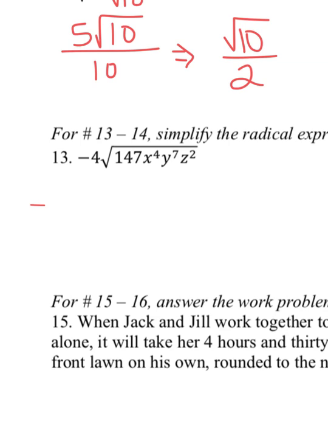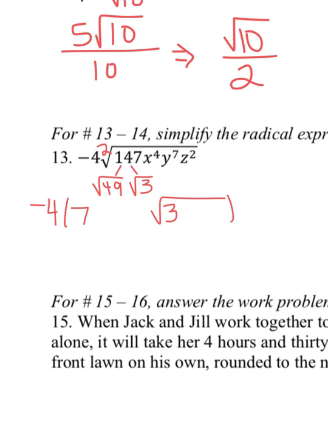So this is going to be -4 times something. So 147, this is a square root. The largest perfect square that goes into 147 is 49 times 3. The square root of 49 is 7. I still have the square root of 3. I'm going to leave some room for the letters.